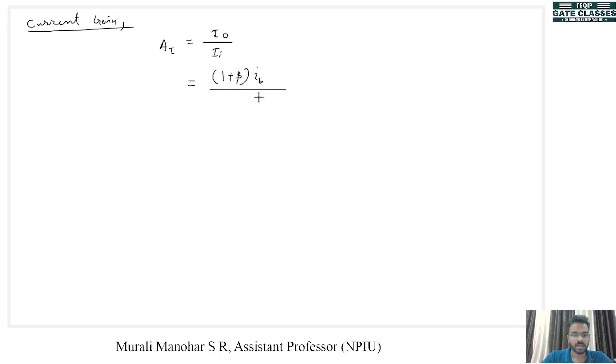Now the next thing is the current gain, AI. AI is equal to I out divided by II. Now I out can be approximated to 1 plus beta into IB, and II can be approximated to IB. So we'll get an approximate result for AI that is sufficient. That gives AI is equal to 1 plus beta. So this is the current gain in emitter follower circuit.